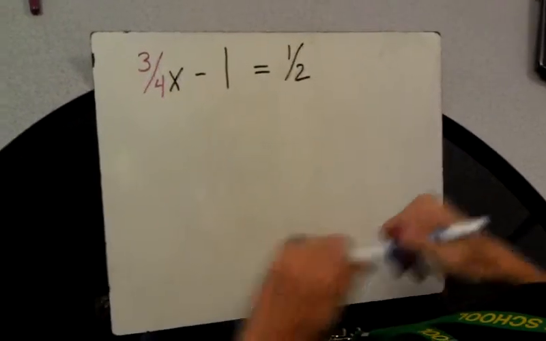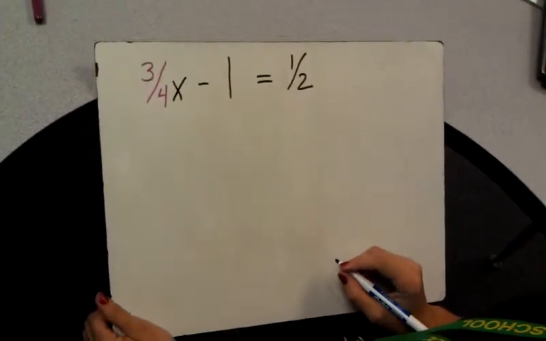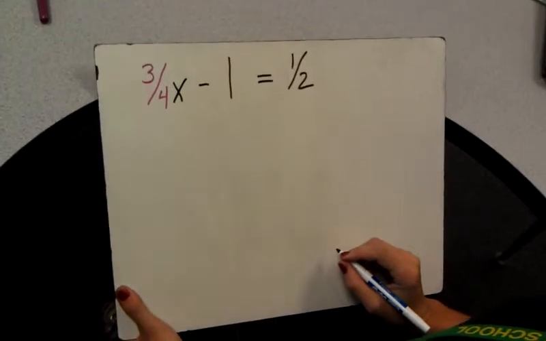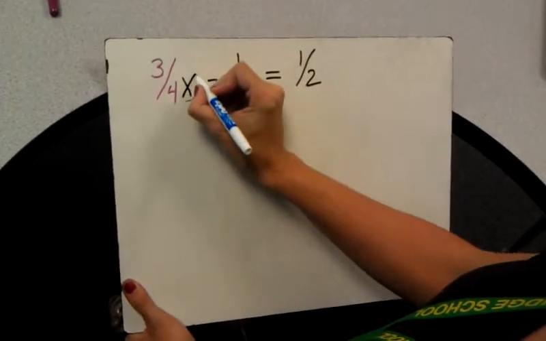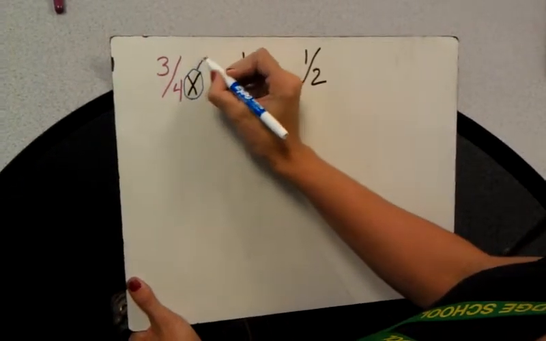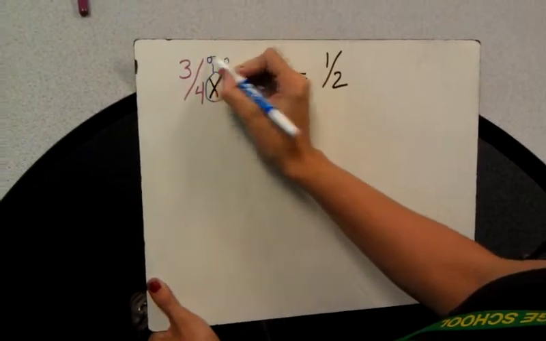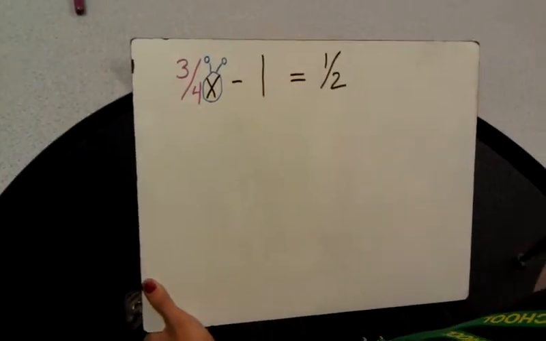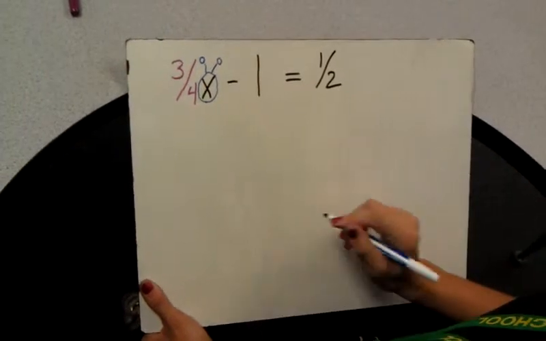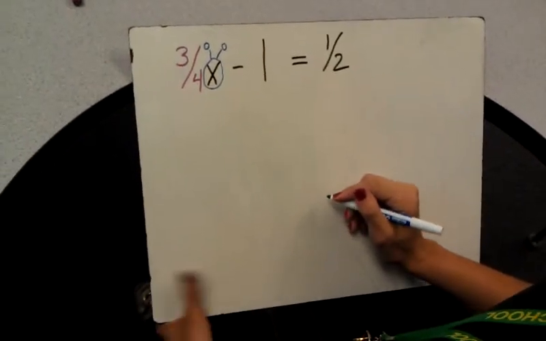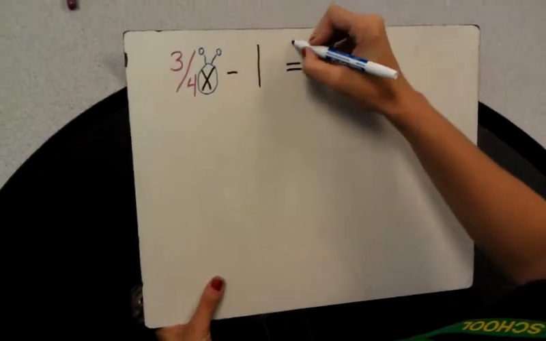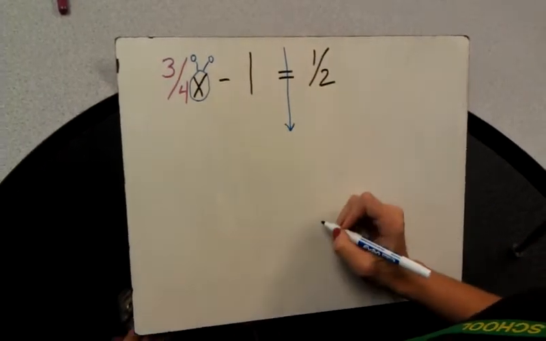Two-step equations involving fractions. My first step is that I'm going to isolate the variable. I'm going to draw a circle around my variable, and I like to draw little sherks around my variable, which reminds me that I need to get my variable alone. My next step is I'm going to draw a line down through the equal sign.